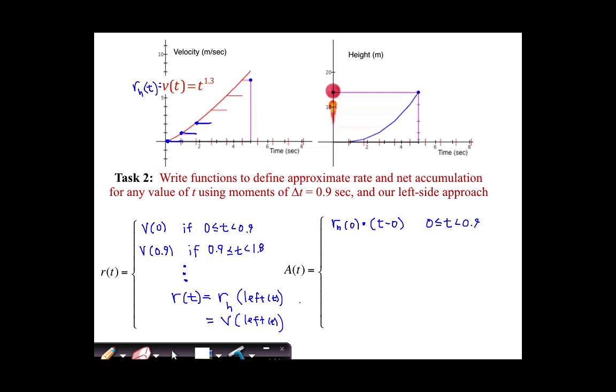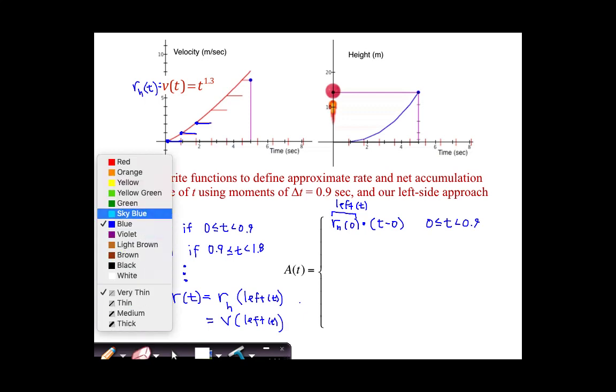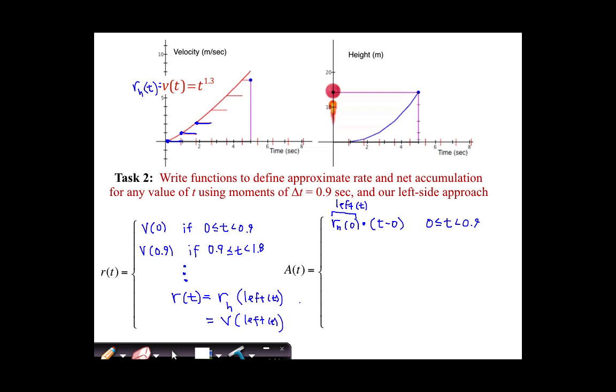If I'm in the second interval, I've got 2 different rates to worry about. I can't call them both left of t, but I can call this one left of t in the first interval. So if I'm in the second interval, I'd have the full first interval's worth of stuff that already happened. We need to do this in 2 different colors. Stuff that already happened: the full first interval, r sub h of 0, times 0.9. That's done. That interval's finished.